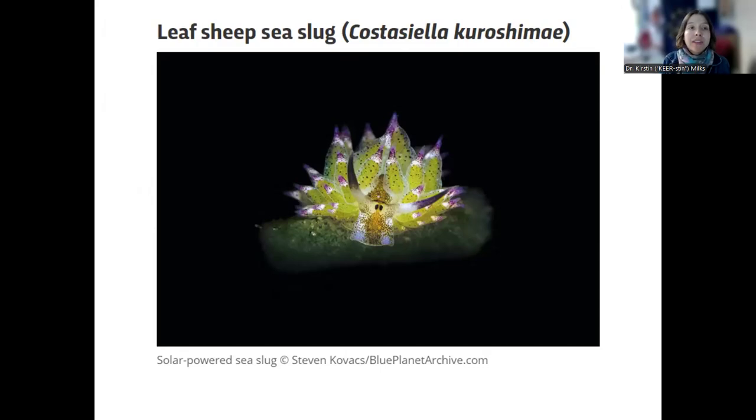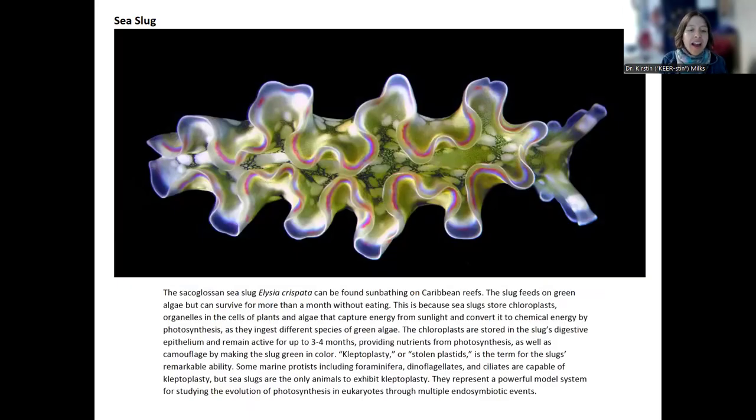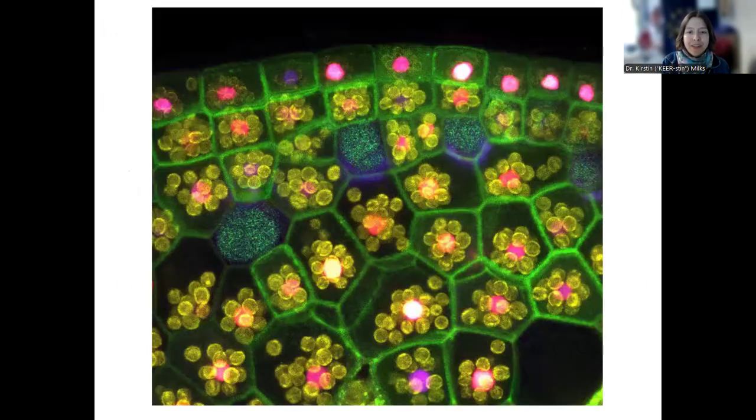So we did a POGL. And then I wanted to show you the leaf sheep sea slug. It is retaining the chloroplasts of the algae that it eats, and it incorporates them into its skin where it continues to photosynthesize. This is another type of sea slug that does that. The chloroplasts are actually stored in the slug's digestive epithelium, and they are active for 2 to 4 weeks. Such an interesting use of endosymbiosis in a part-term way. And plus they're just really cute. So there they are, the little chloroplasts inside the cells, especially stored.